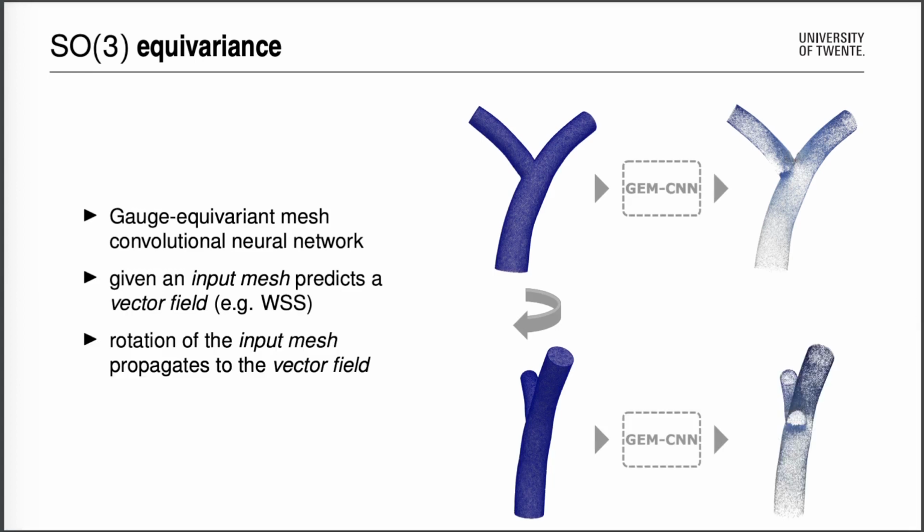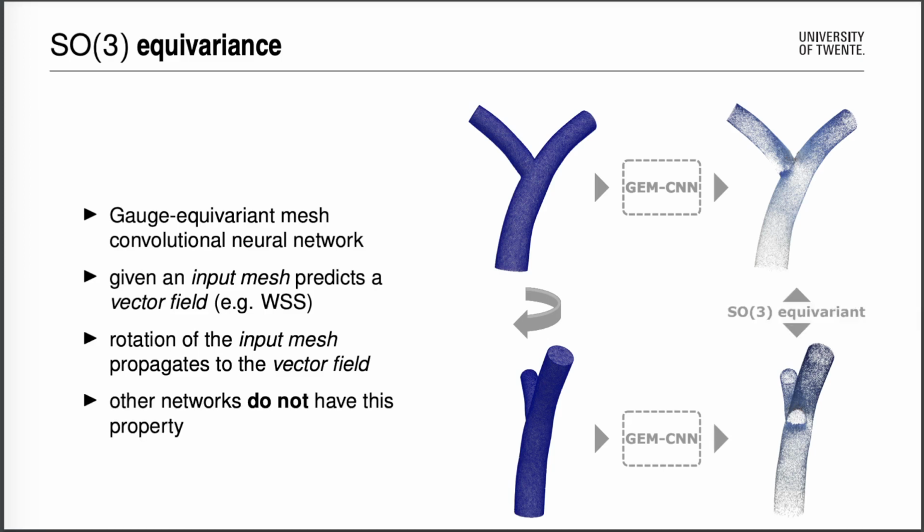This is due to a combination of vertex normals being equivariant under mesh rotation, as well as the network's message passing being defined strictly tangentially to the mesh surface. Even though this might seem trivial, current state-of-the-art graph neural networks do not possess this property.